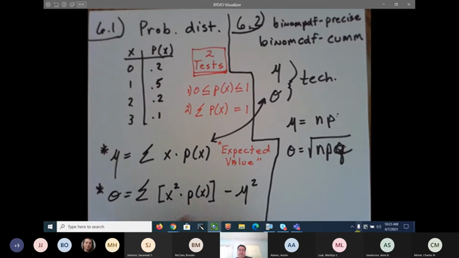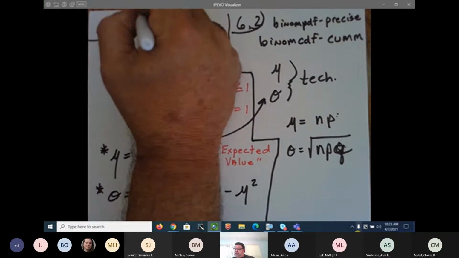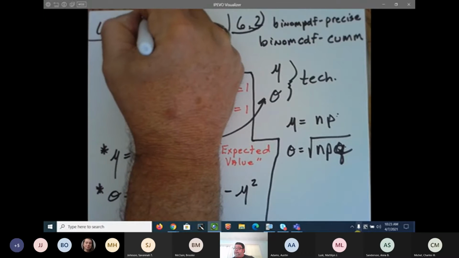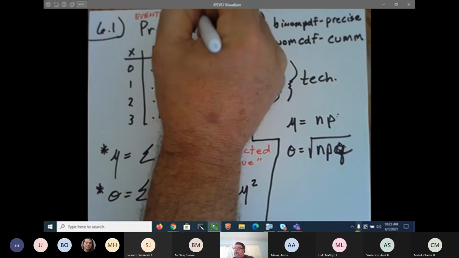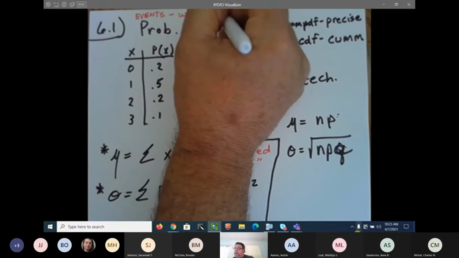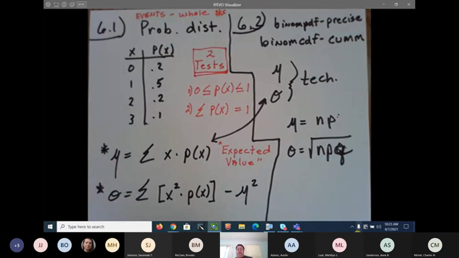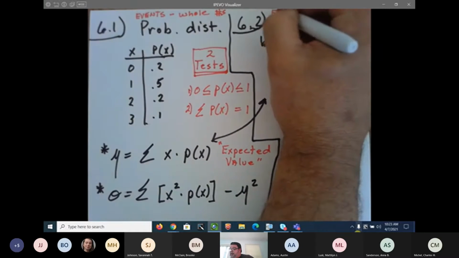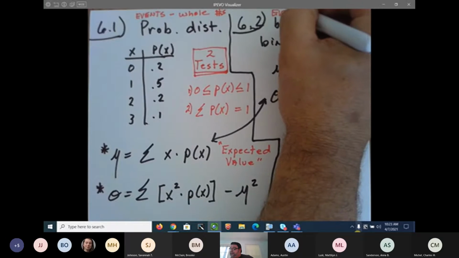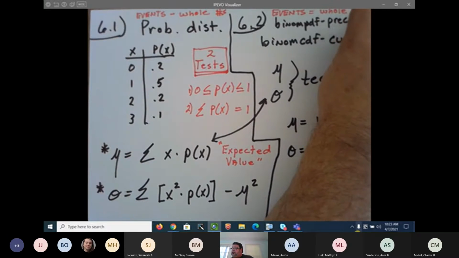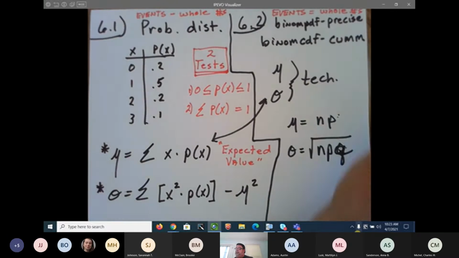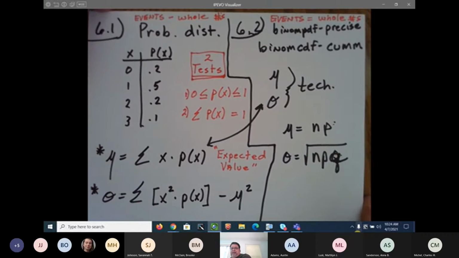And remember, most of the time, except for the probabilities for the events, we always deal with what kind of numbers? Whole numbers. Over here, the events are going to be what? Whole numbers. There's no such thing as 2.5 households. There's no such thing as 3.5 kids.